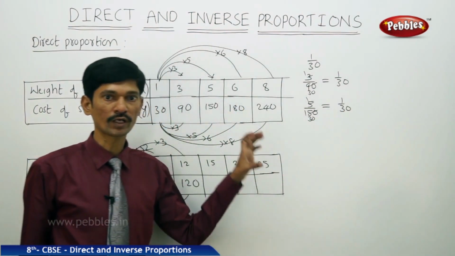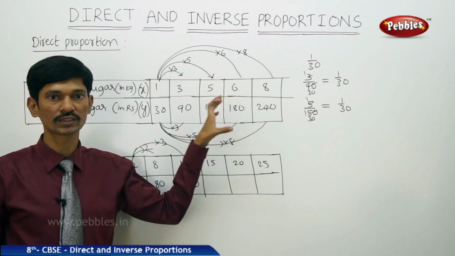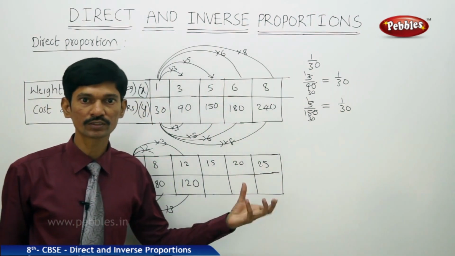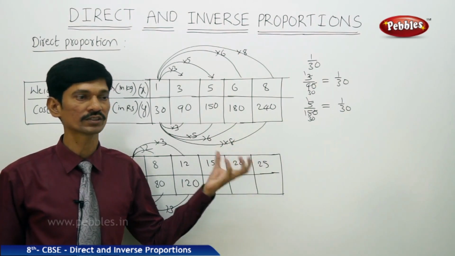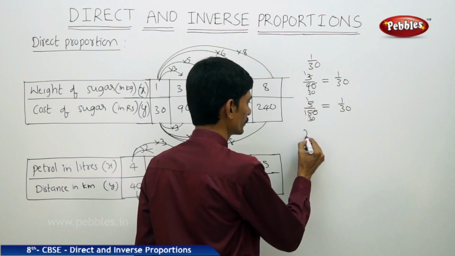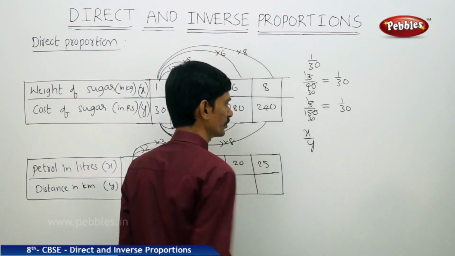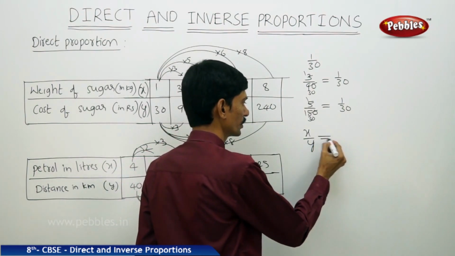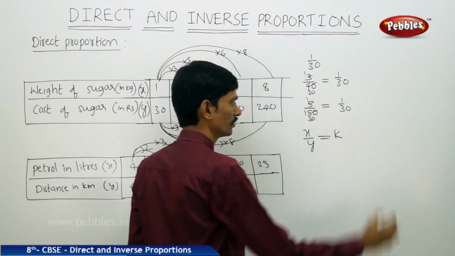So these two quantities are either increasing or decreasing in such a manner that the ratio between the two quantities remains a constant. So in each case we are getting that x by y, meaning the ratio between these two quantities, remains a constant. So that is denoted by k.